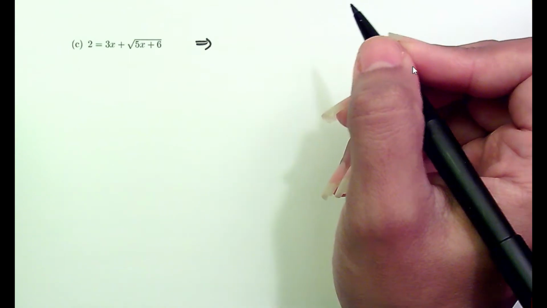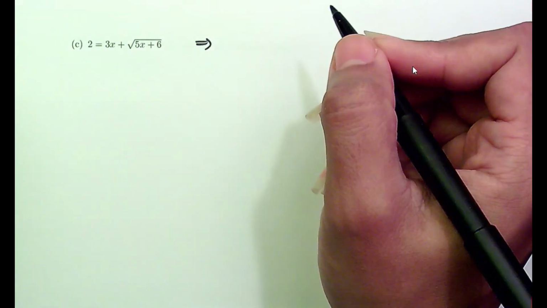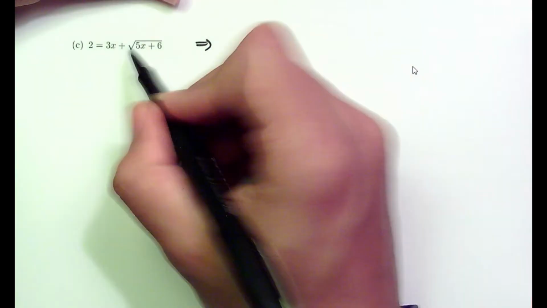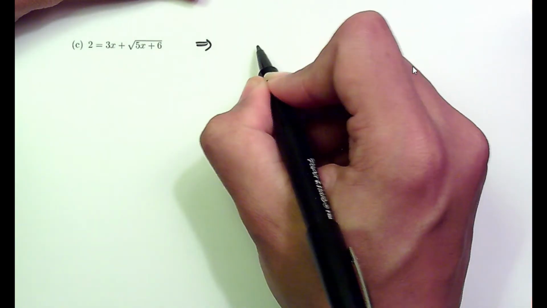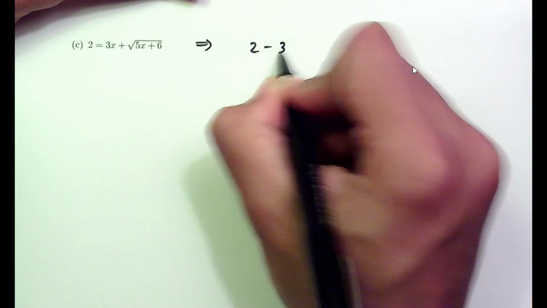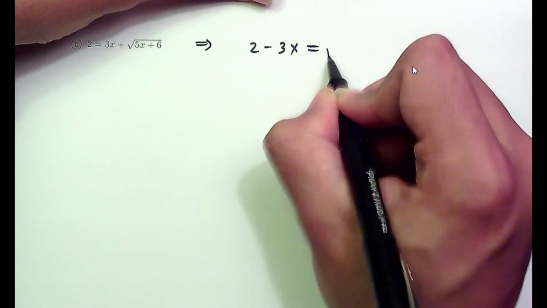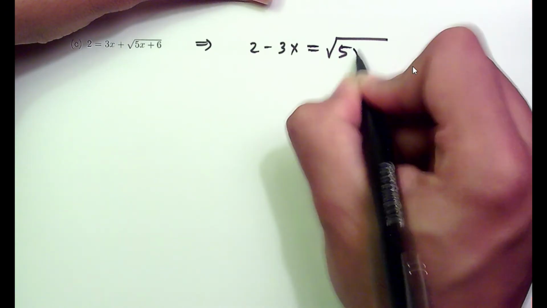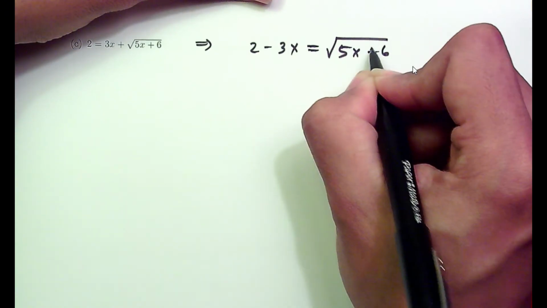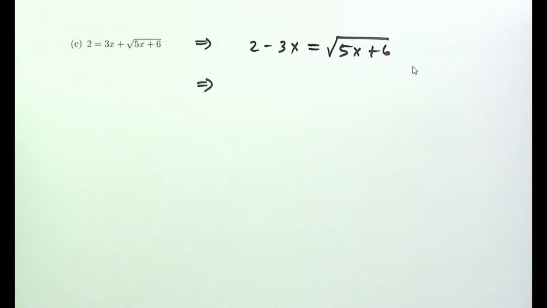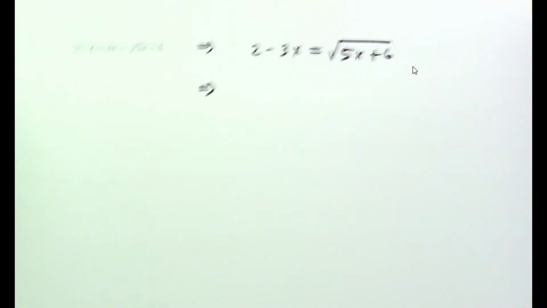Okay, let's solve it. First step, I want the radical all by itself on one side. So that means I can move the 3x to the other side. So this is going to be 2 minus 3x equals the square root of 5x plus 6. Okay, so now the square root is all by itself. So that completes step 1.